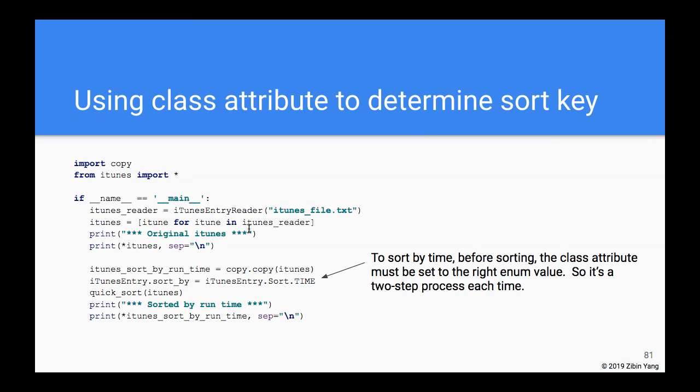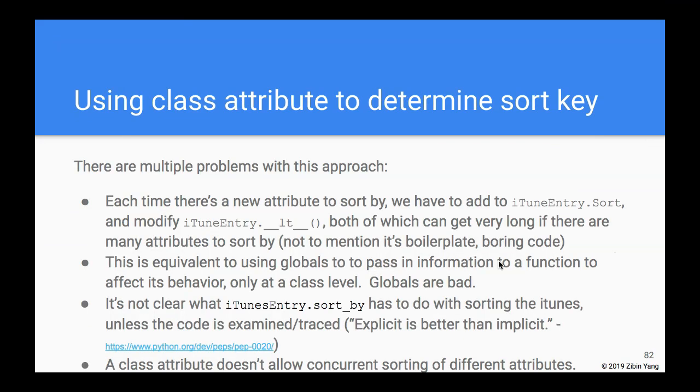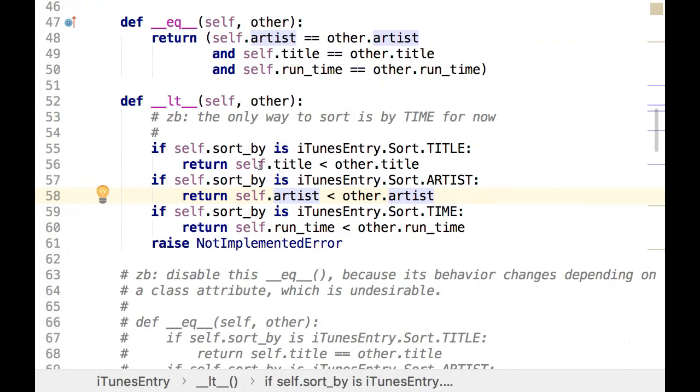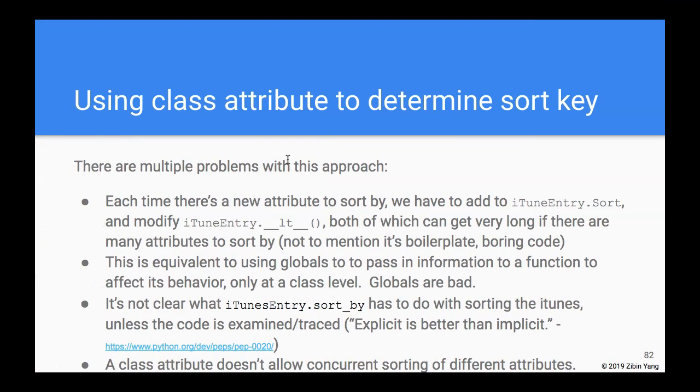However, there are quite a few problems with this approach, and I list some of the problems here. The first problem is that anytime there is a new attribute to sort by, we have to add an additional entry into the sort enum, and then we also have to modify the dunder LT to look at the new value and compare the new attribute. Now, it's fine with only three attributes, but if there are 10, 20, 50, 100 attributes that we can sort by, then this thing gets really long, and the code is just boilerplate, quite boring code, right? So it's bad for maintenance.